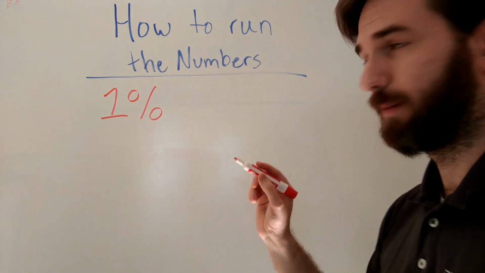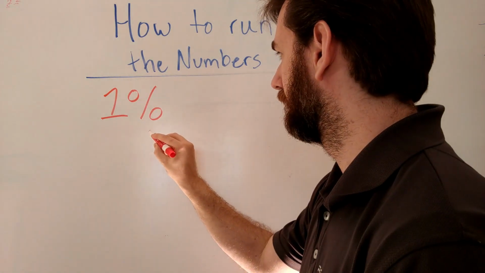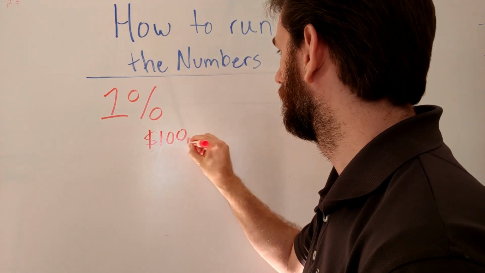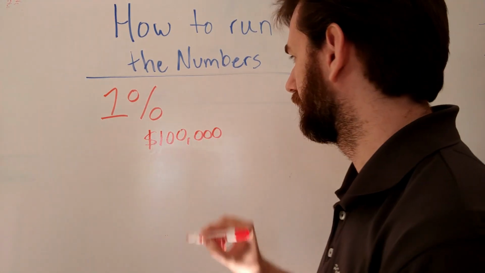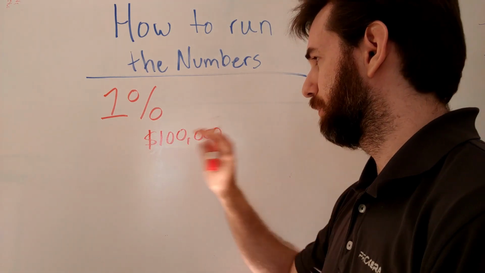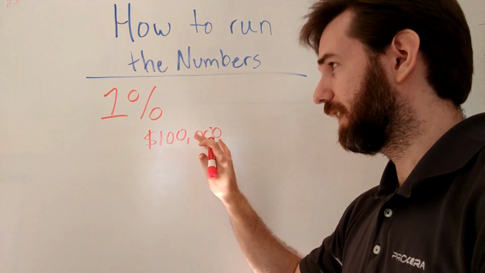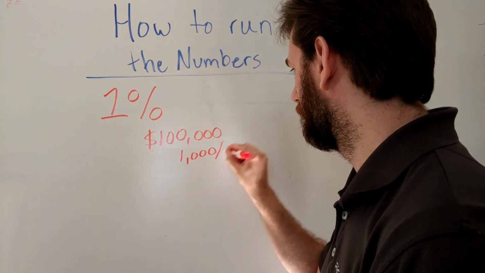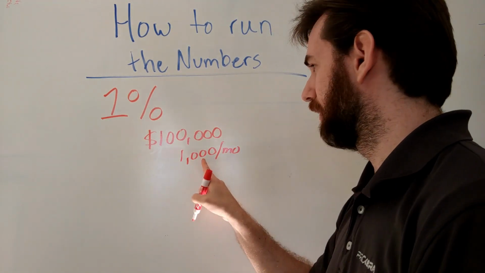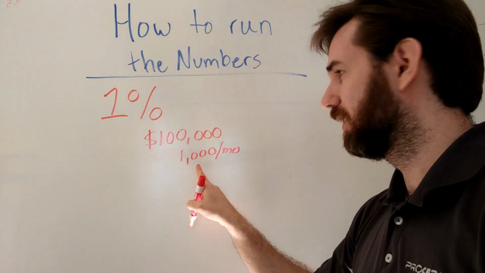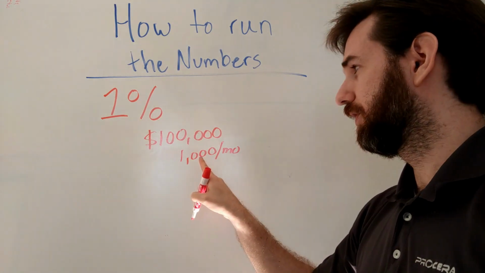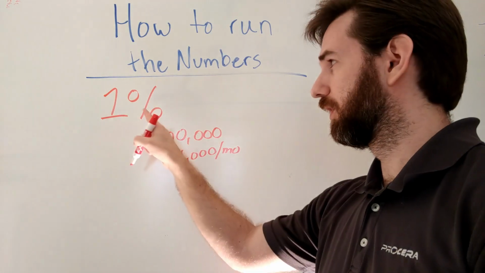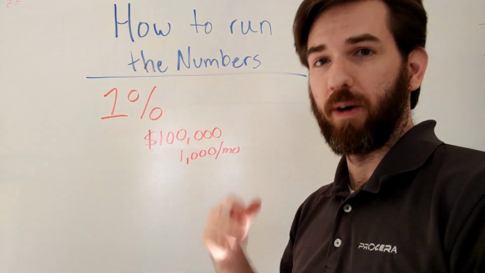So let's run an example. Say you have a property that is worth $100,000. And this is after you purchase it and put your money into it. This is your entire investment. If you get $1,000 a month rent from that property, then this property meets the 1% rule. And what you typically don't want to do is go below the 1% rule. The higher you go up, the better the numbers.